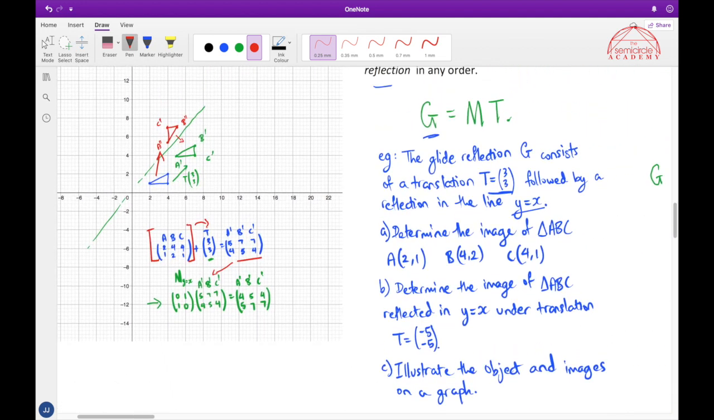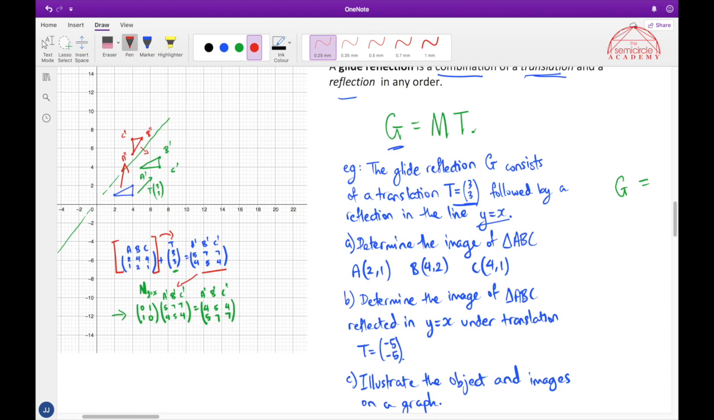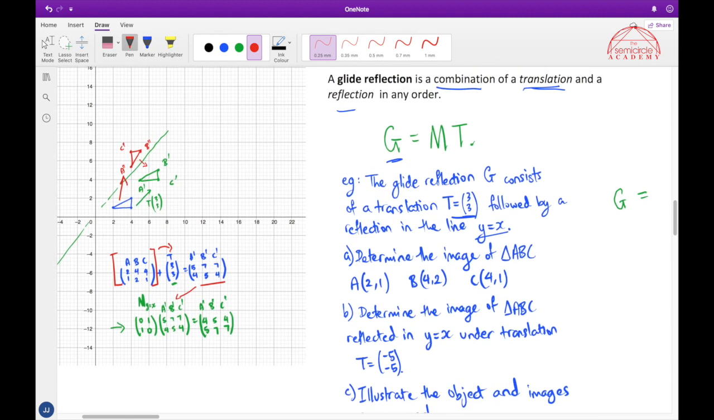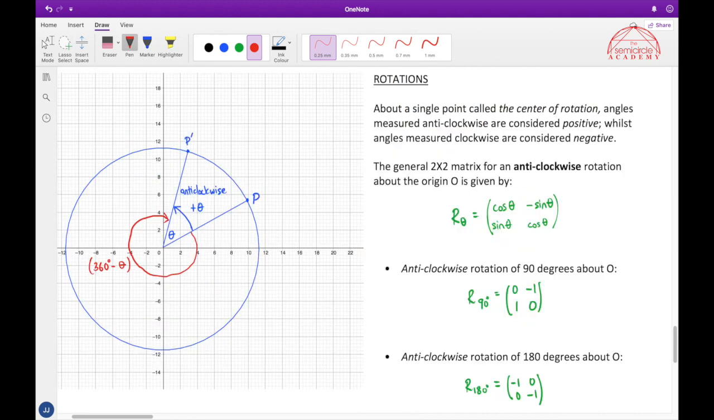So just remember, with a glide reflection, we can do a combination of a translation and a reflection in any order, right? So as an exercise, you could try this same question, but do the reflection first and then do the translation and see if you come up with the same answer. Now let's take a look at rotations.